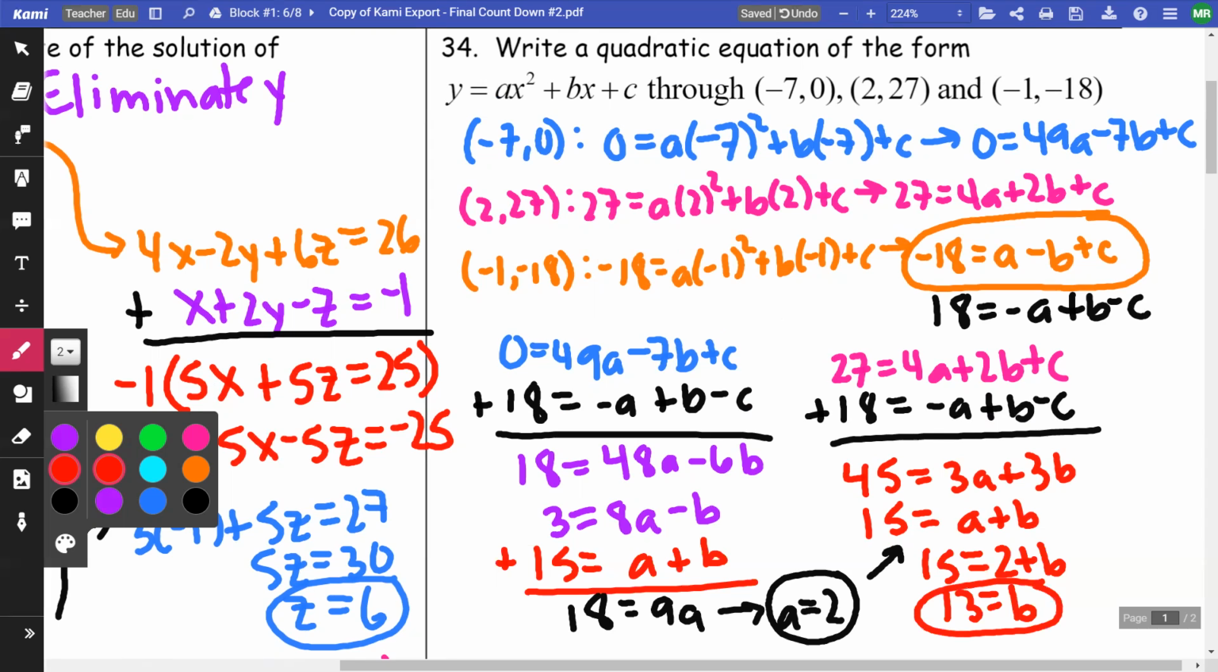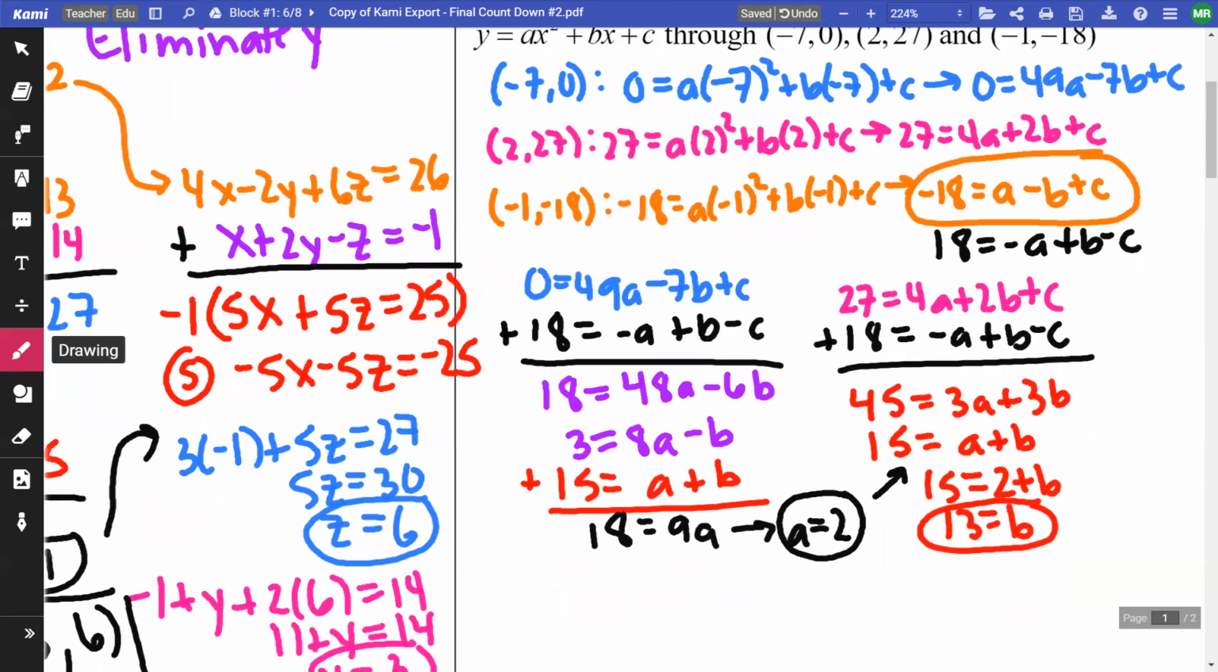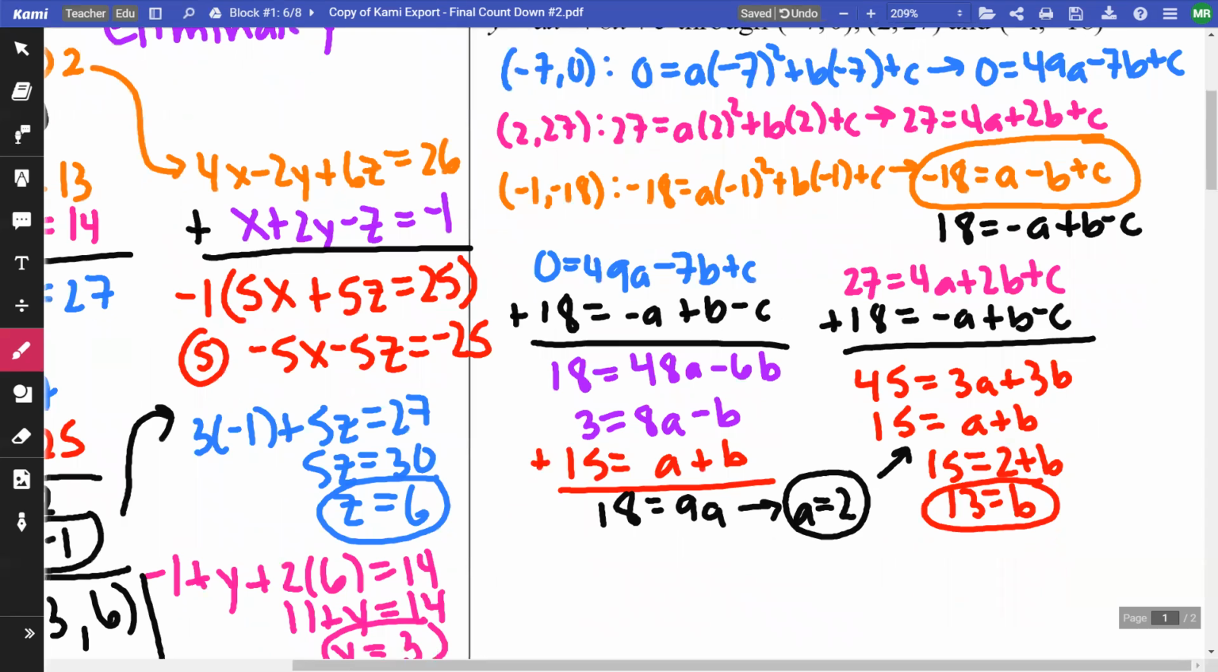And now I need to find my c. I think I'm going to put it into my original orange one. I think that'll be the easiest math. So negative 18 is equal to a, which is 2, minus b, so minus 13, plus c. So I get negative 18 is equal to negative 11 plus c. So I'm going to add 11 to both sides, and I'm going to get negative 7 is equal to c.